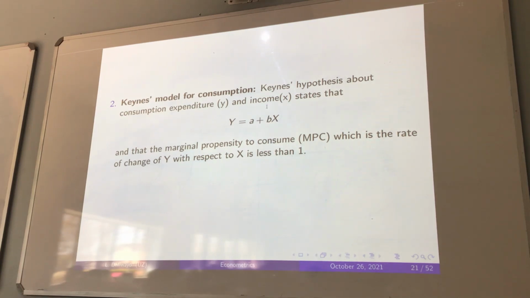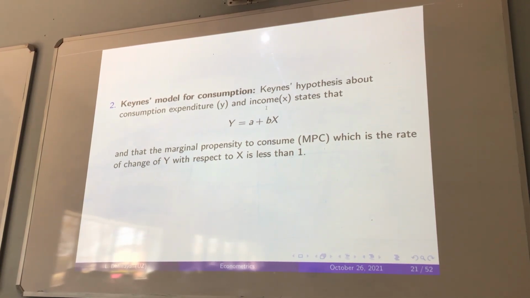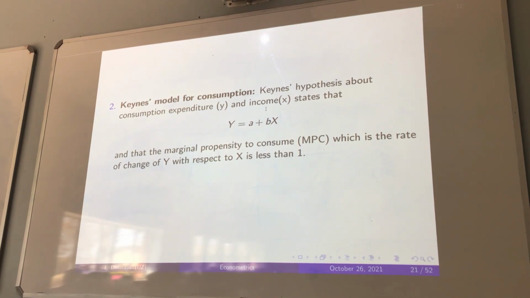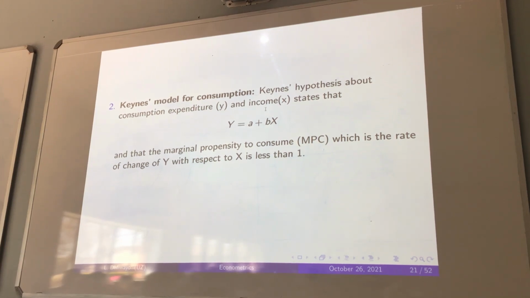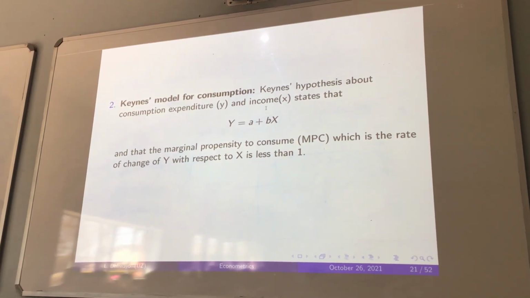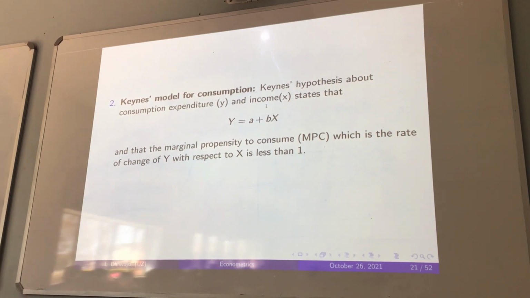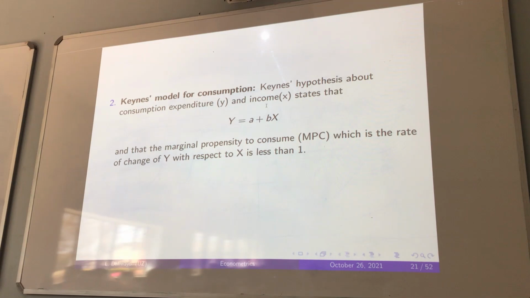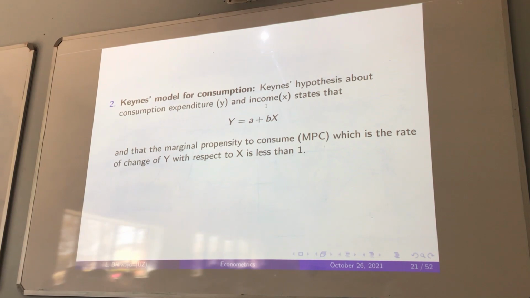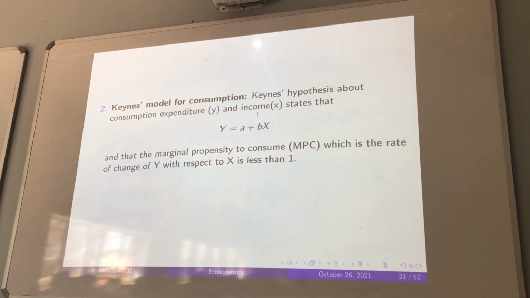Oh, I'm just saying number 2 here. Case model of what? For consumption. Okay. And it gives a relationship between what? Income and what? Expenditure. If income is x and expenditure is y, the model states that y is equal to a plus bx. This is a case model for what? Consumption. Okay. And that the marginal propensity to consume, MPC, which is the rate of change of y with respect to x, is less than 1. Okay. And here we are talking about the b. That's the MPC, marginal propensity to consume.